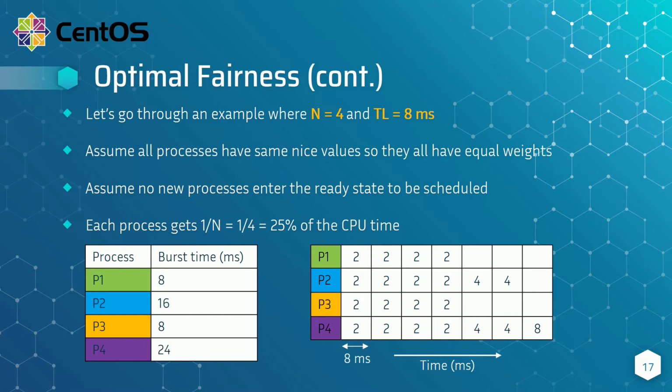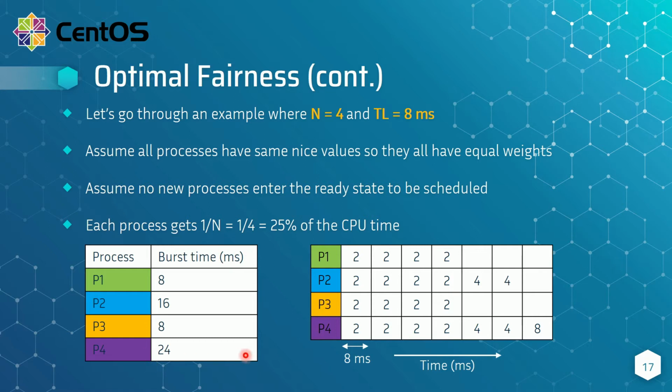So let's just go through an example where we have n equal to 4 and the target latency is 8 milliseconds. We'll also assume that all these processes have the same nice value, so they have equal weights. We'll assume no new processes arrive. So the example is each process would then get 1 out of n. In this example, we have 4 processes, which means each one will get 25% of the CPU time.